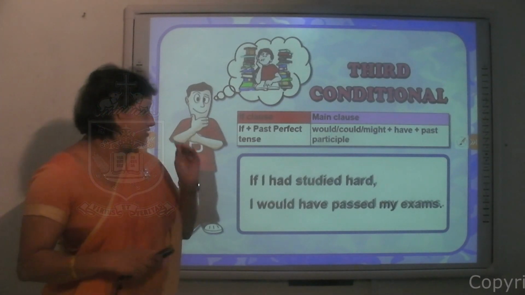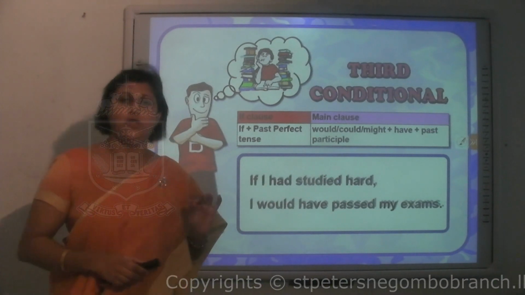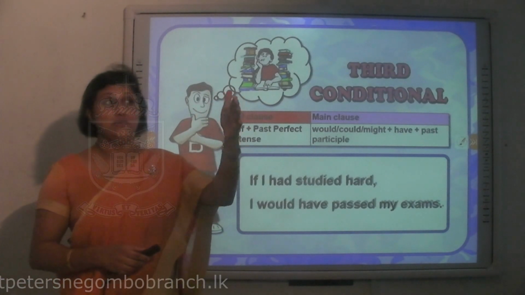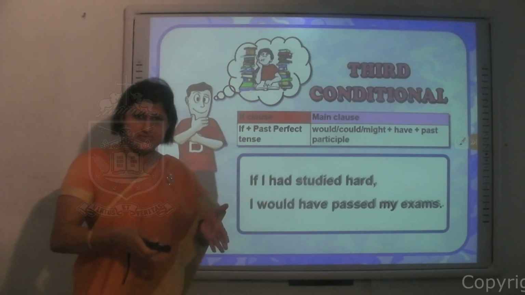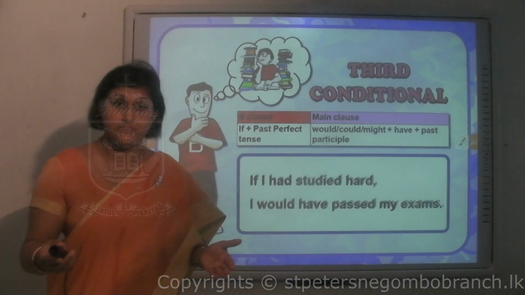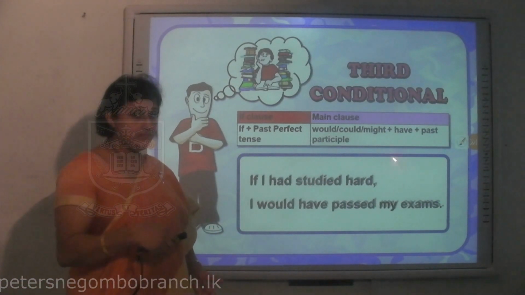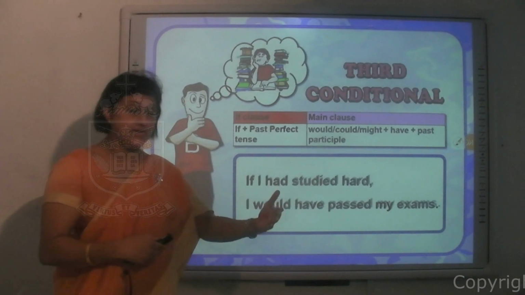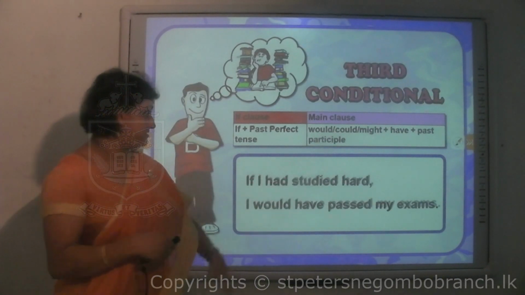So now we'll move on to the techniques. If I had studied, what is the tense it belongs to? Earlier, when it comes to conditional type 1, we said it's simple present tense. Conditional type 2, simple past tense. So what is this tense? Had studied. Past perfect. If I had studied hard. Past perfect tense: had plus past participle. Studied is the past participle of the verb study.